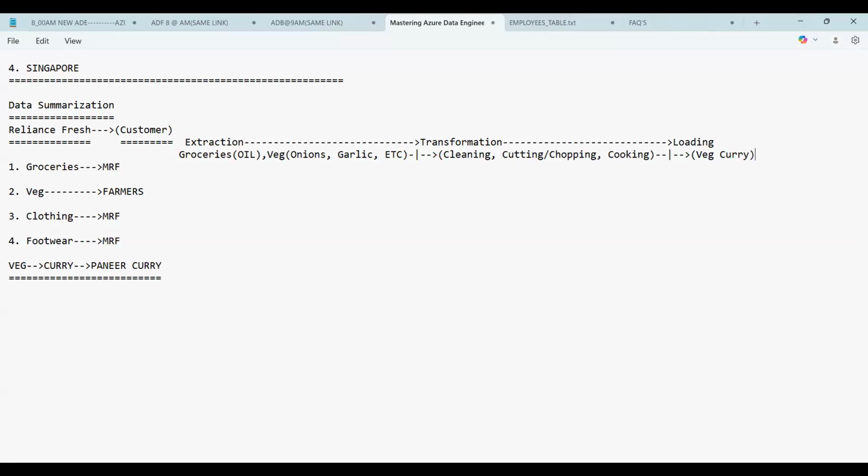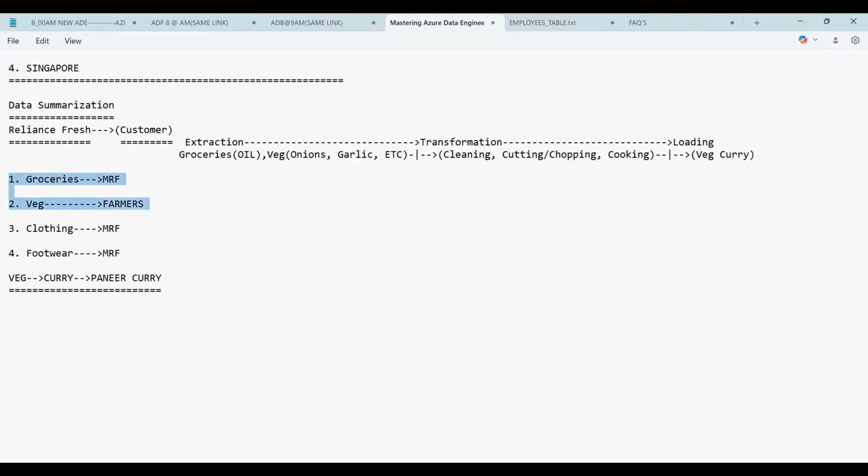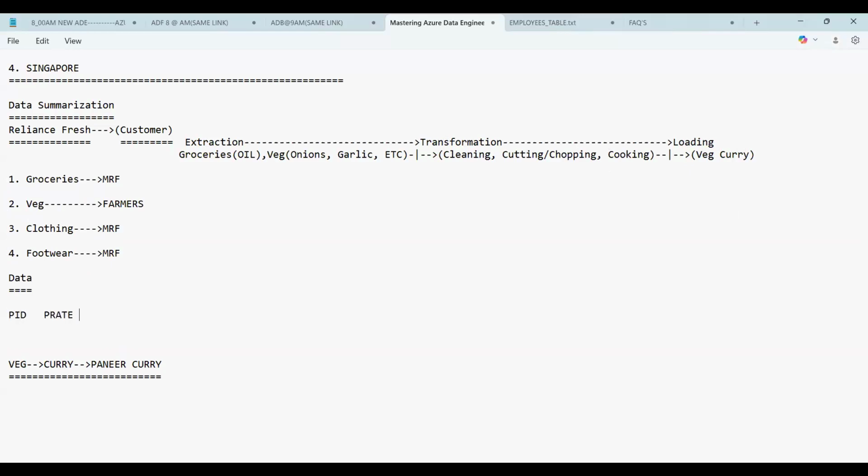So in the same way, guys, this process, if you replace these products with data, how does the data look like? I will show you here. I will take some sample data, guys, for your understanding purpose. Let us say some product ID is there and product rate is there, and then product quantity sold, and date of sales.